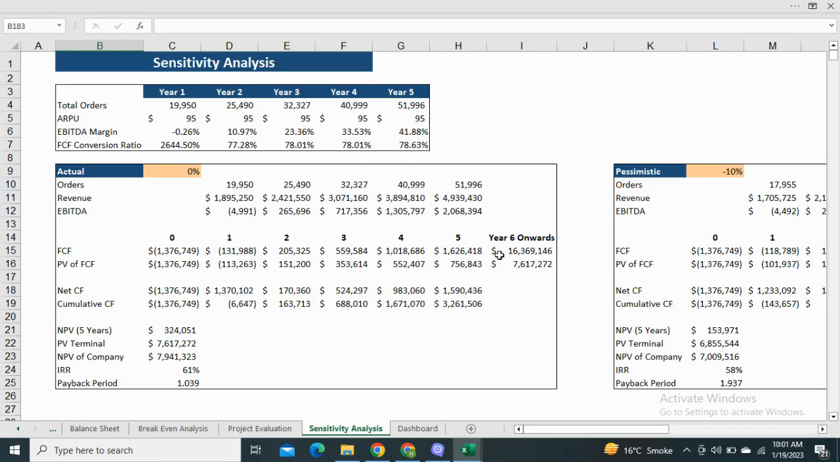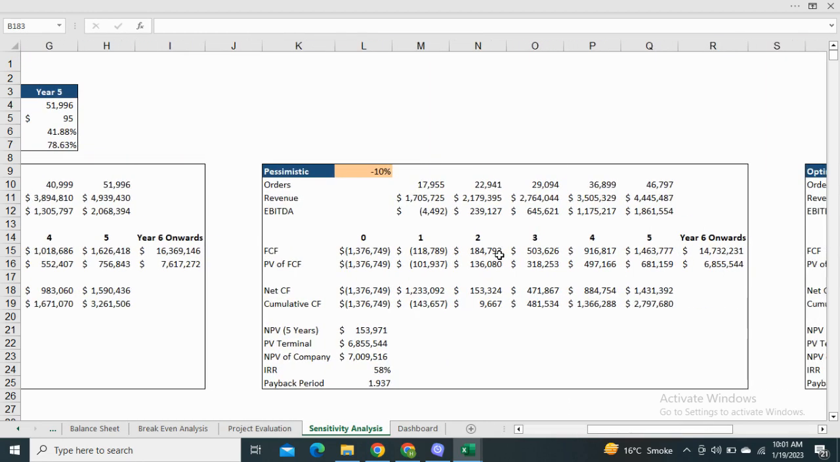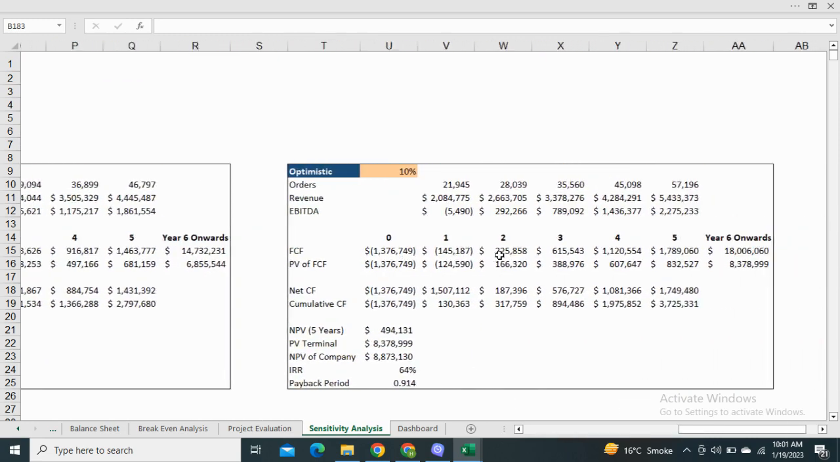Next, we have the sensitivity analysis, which is a comparison of valuation of the company in the actual, optimistic, and worst case scenarios.